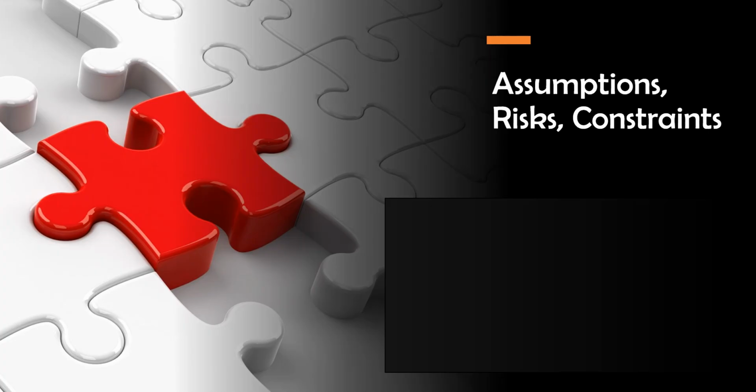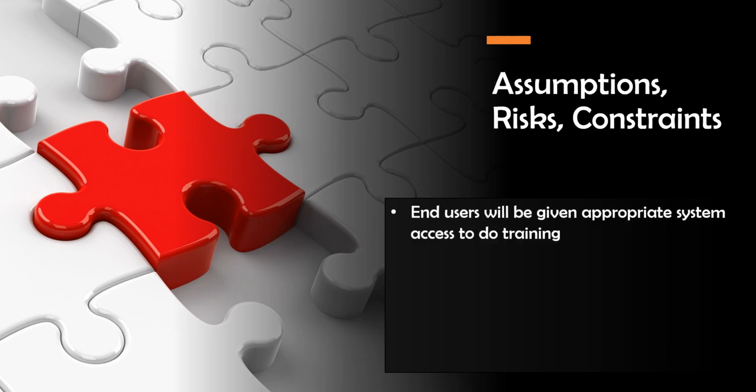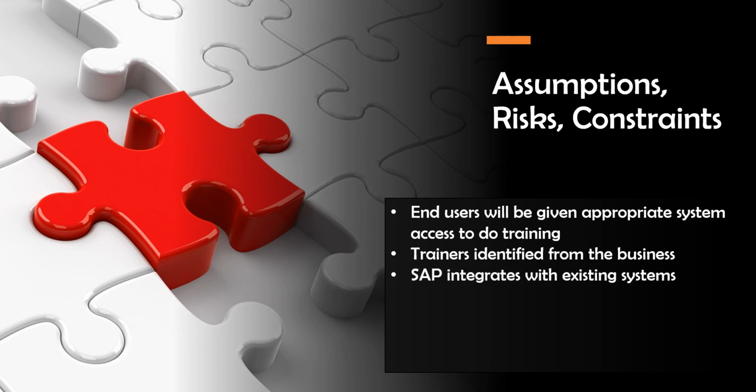Some of the assumptions and risks about this model include: we assume end users will be given the appropriate system access to do their training. We assume we'll be able to identify trainers from the business rather than hiring trainers from the outside. We assume that SAP will integrate relatively smoothly with any existing systems. And at Company H, there are several for things like tax software, HRIS, payroll, sales commissions, sales leads, and demand planning.